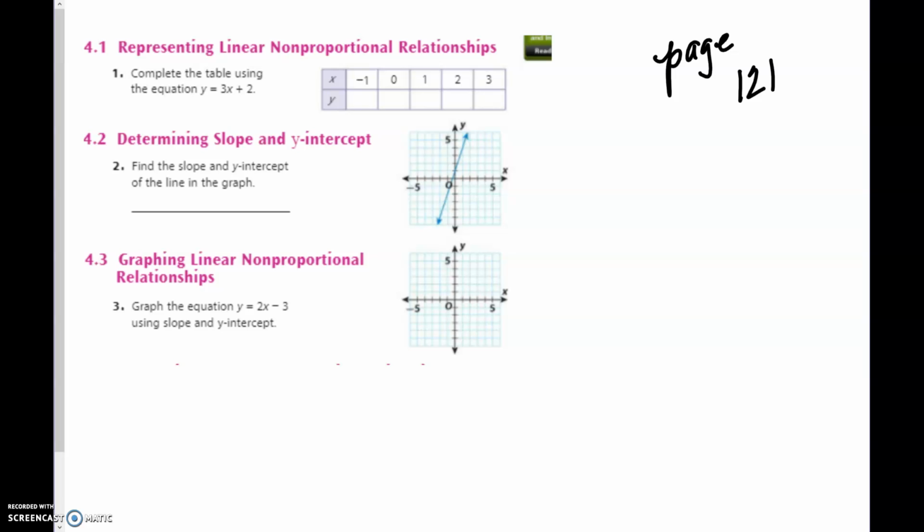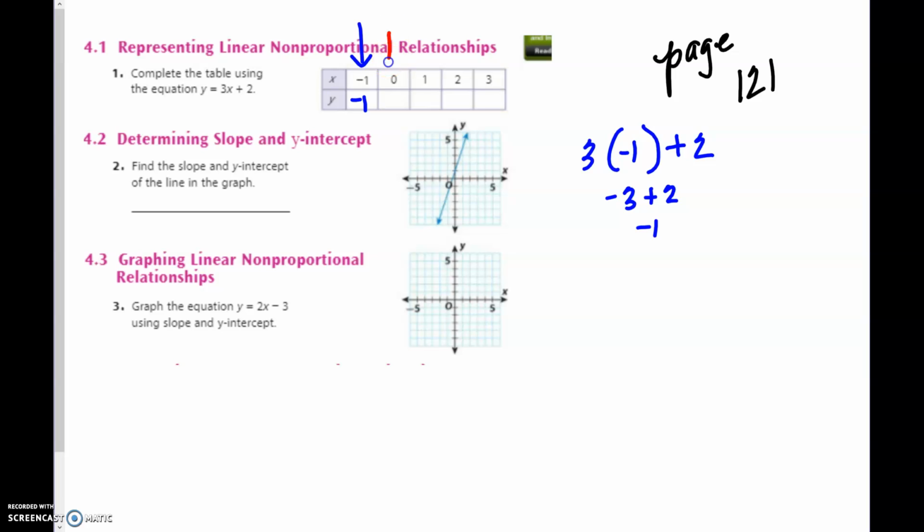All right, number 1, complete the table using the equation y = 3x + 2. So what that says is 3 times a number plus 2. And they want to do that for every single number. Where do we get the numbers? We get them right here from this graph. So the first number they want us to put in is a -1. So we have -3 plus 2, and we get a -1.